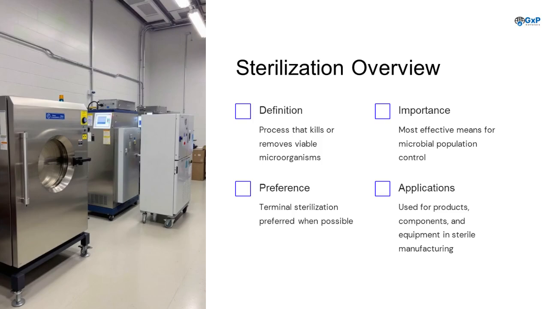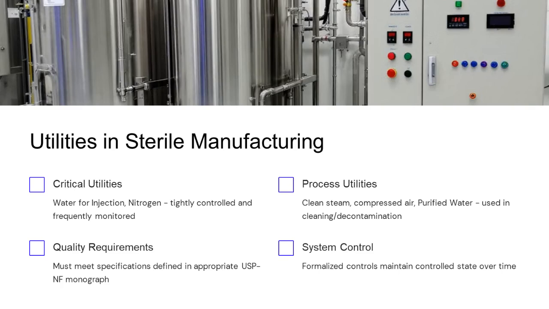Sterilization is the process that kills or removes viable microorganisms. It is the most effective means for microbial population control and is used for products, components, and equipment in sterile manufacturing. Utilities in sterile manufacturing include critical utilities like water for injection and process utilities like clean steam and compressed air. Quality requirements must meet USP monograph specifications, and system control ensures consistent state over time.